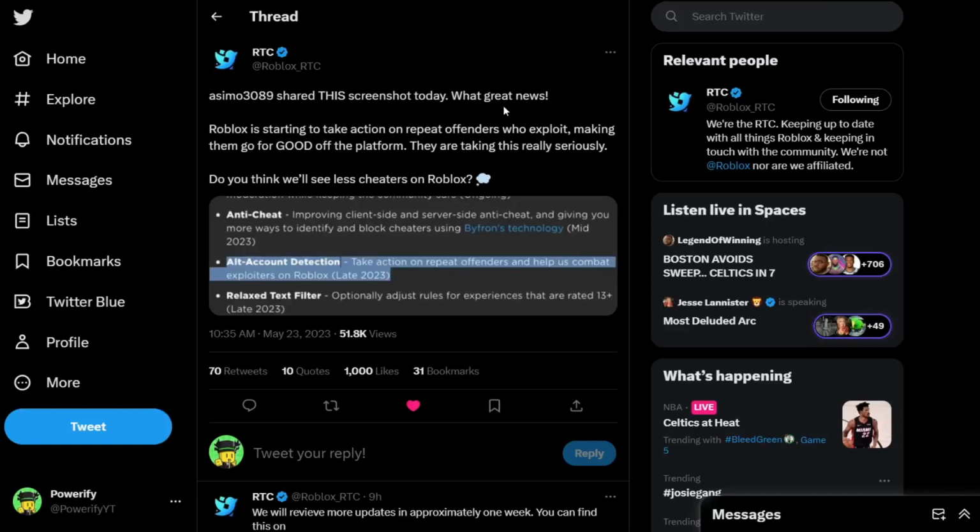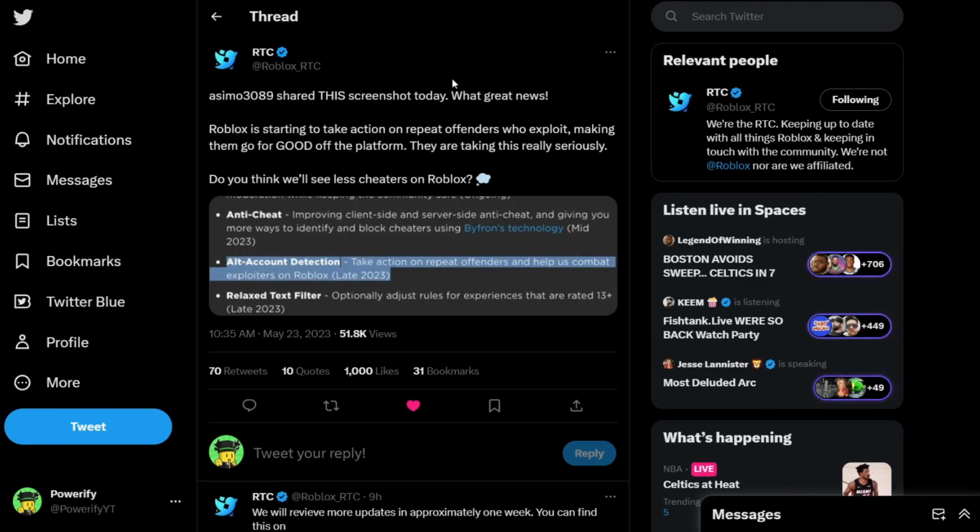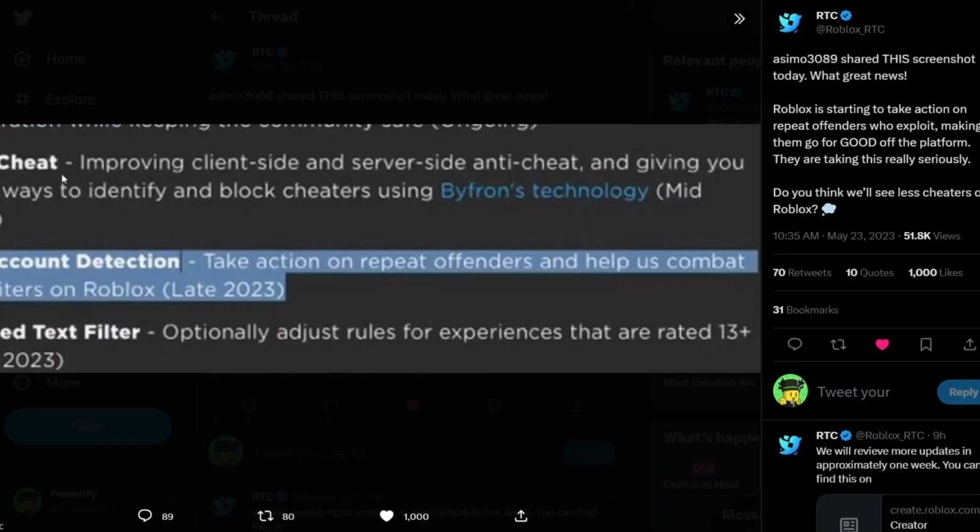Alright guys, what's up? So today we're going to be talking about this tweet made by the Roblox RTC Twitter account. And basically, Roblox is planning to add a new update for stuff regarding hackers. So basically, these updates are the anti-cheat update and the alt account detection update.